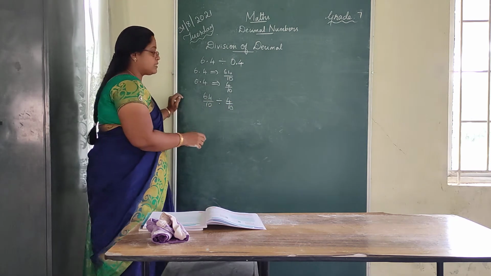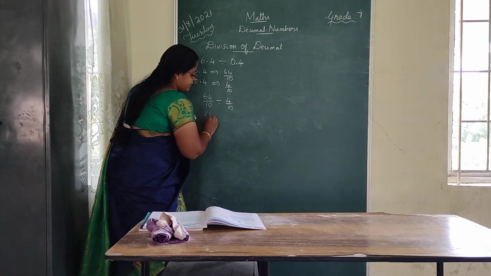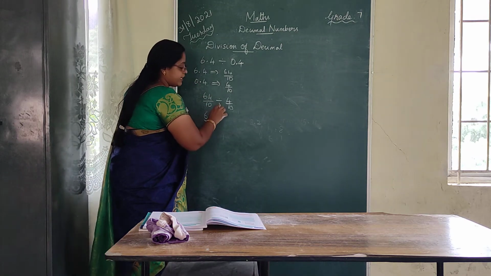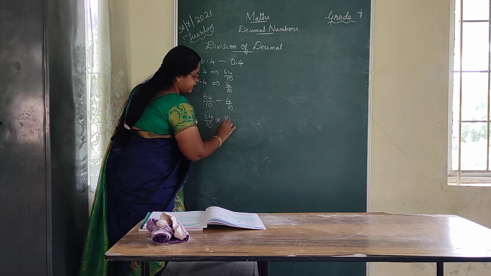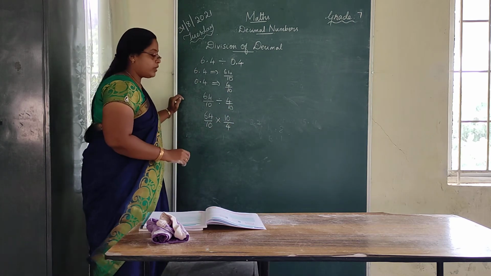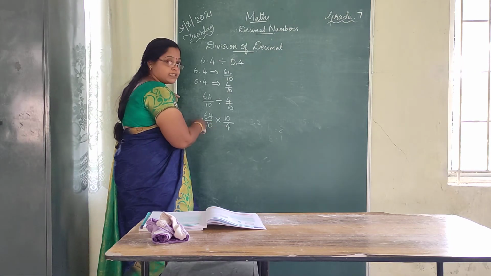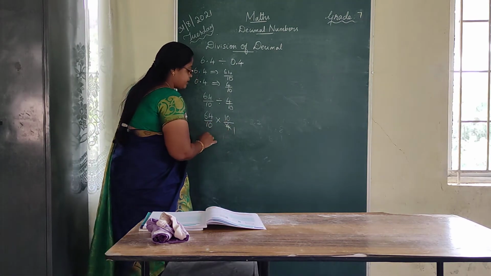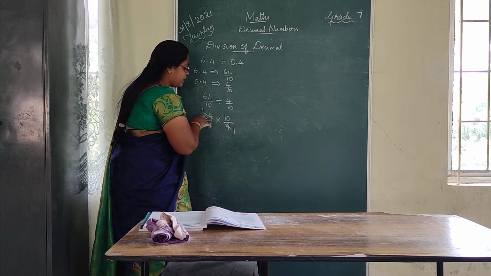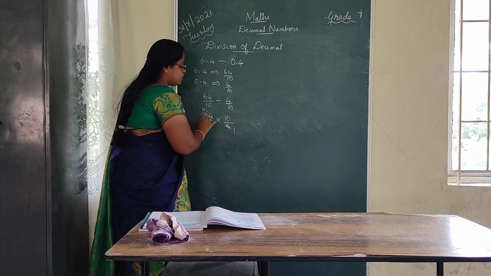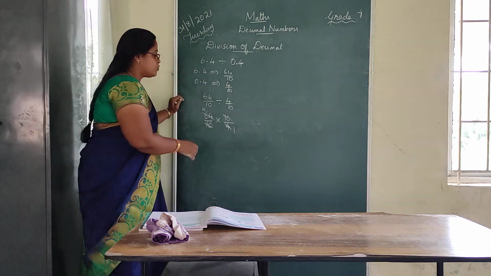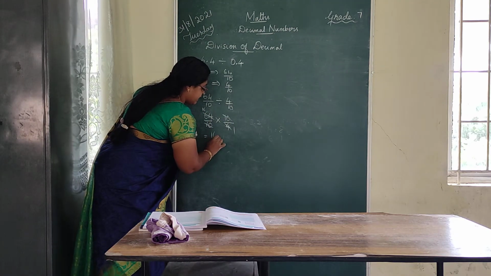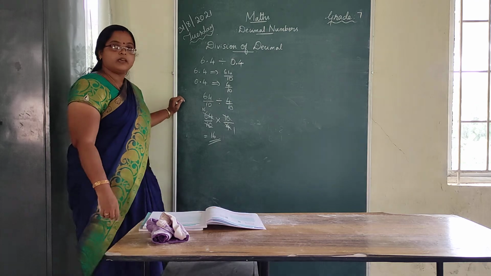How can we solve this? Okay, first of all, for 64 by 10, the division changes to multiplication, with the reciprocal of this number, 10 by 4. Okay, now we can cancel these two numbers. 1 4 is 4, 4 and 4 is 16. Is it? This 10 and this 10 should be cancelled. So what will come as the answer? 16 is the answer. Yes?